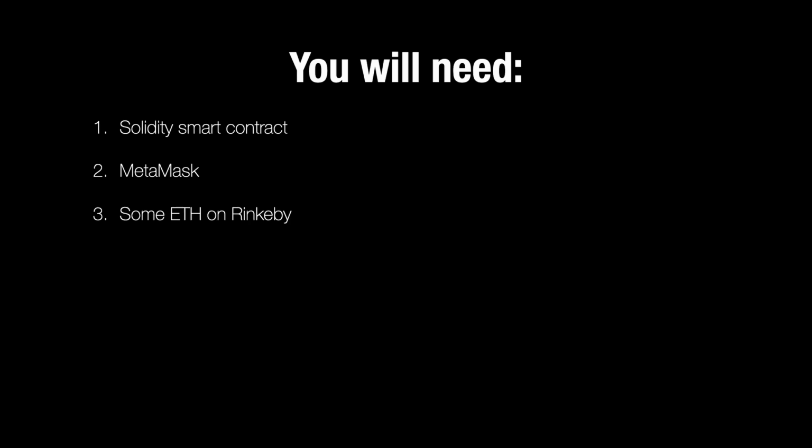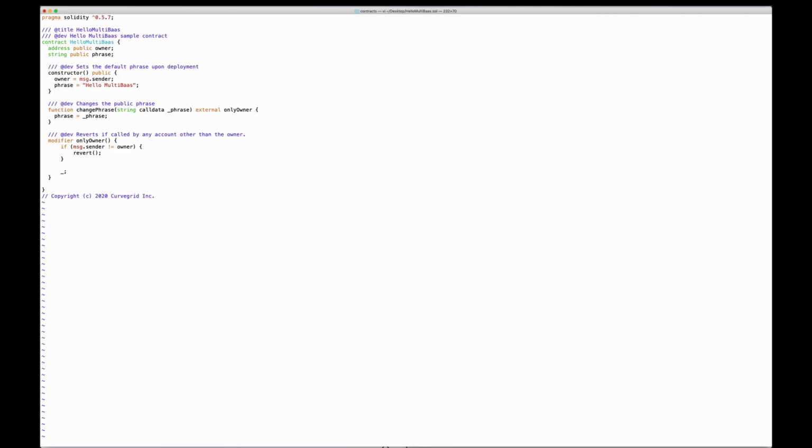So let's get started. To deploy a smart contract using MultiBaas, you will need a Solidity smart contract, MetaMask or another Ethereum browser, and some Ethereum on the Rinkeby test network. I've prepared a sample Solidity smart contract. It will store and return a sentence. The default is hello MultiBaas, and it can be changed.